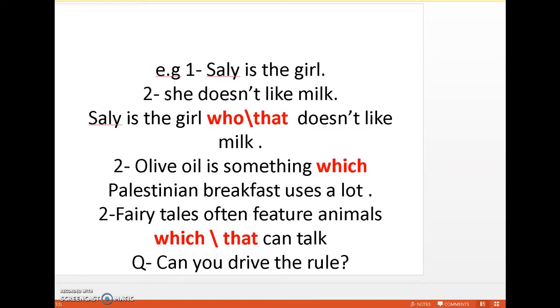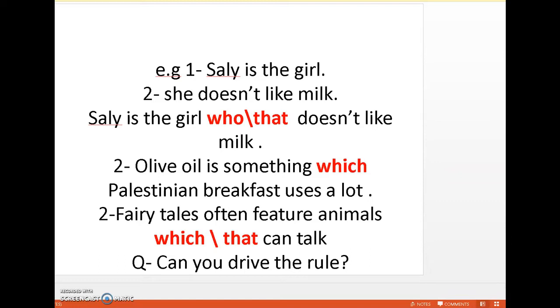We just replace she with the relative pronoun who. Sally is the girl who or that doesn't like milk. Example 2: Olive oil is something. This is the first sentence. We need important meaning about olive oil. Olive oil is something which or that Palestinian breakfast uses a lot.